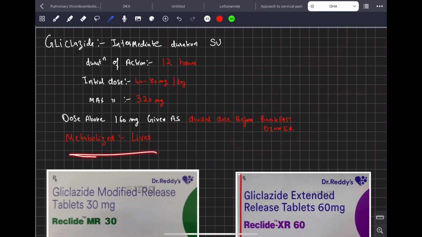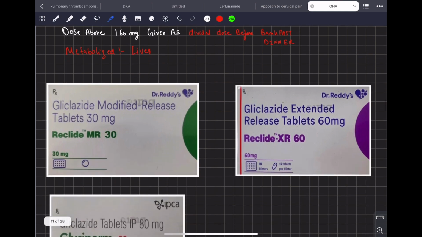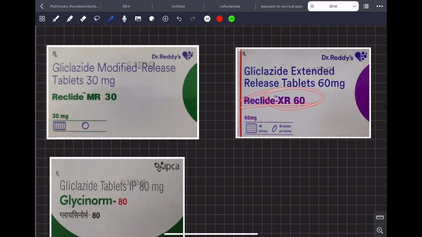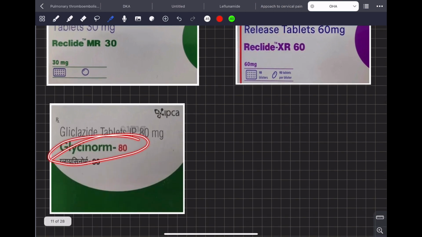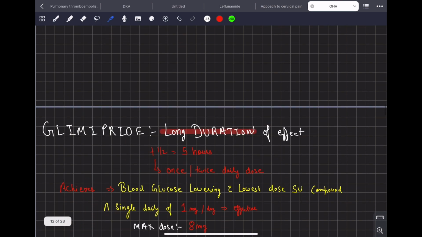And this is also metabolized in liver. So coming towards the brand names, Reclide MR 30, Reclide XR extended release is also available 60 mg, and Glycinorm 80 mg. So these are the brand names of gliclazide.